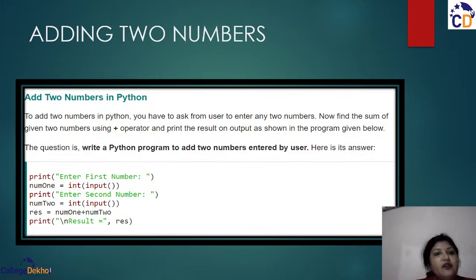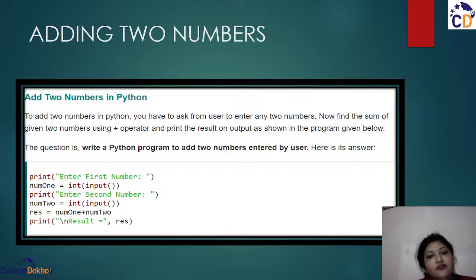Next program is adding two numbers. Let's see how to add two numbers with the help of the operator plus. The plus operator is basically used for adding the two numbers, and then later on we are going to print the result as well. So let us start with that.